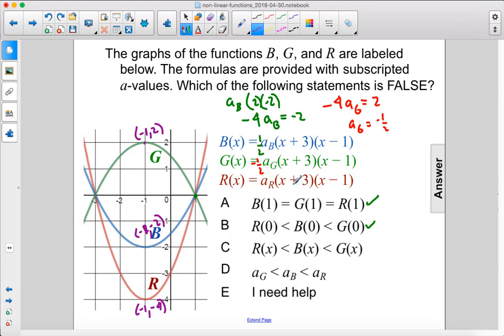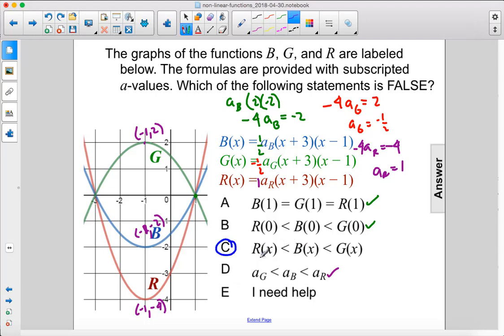All right, and then finally we have a_r. So -4, which is the same as all the others because it's -1 plus 3 times -1 minus 1. So -4 a_r equals, and our y coordinate here is -4. So a_r equals 1. So the smallest of the coefficients is a_g, so that's true at -1/2. Then we have a_b and then a_r. So this is true. Now, C is our answer here.